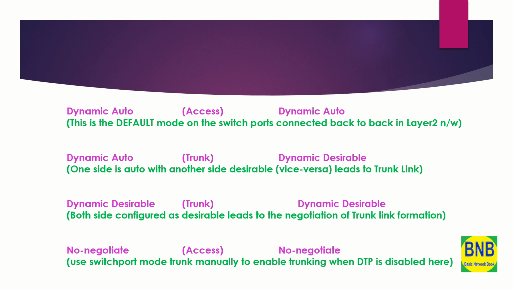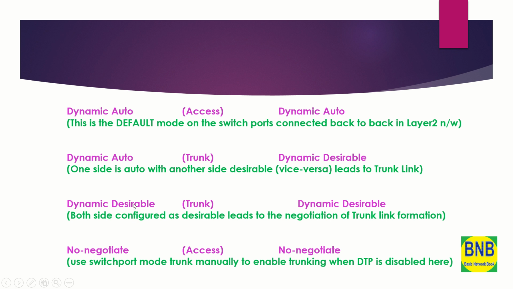So the next mode: you have this default mode, the first mapping, between these two switches. You are going to change one side of the switch. Let's say on the right side you change the interface mode to dynamic desirable. Then the links will start negotiating with each other, and then the link becomes a trunk link.